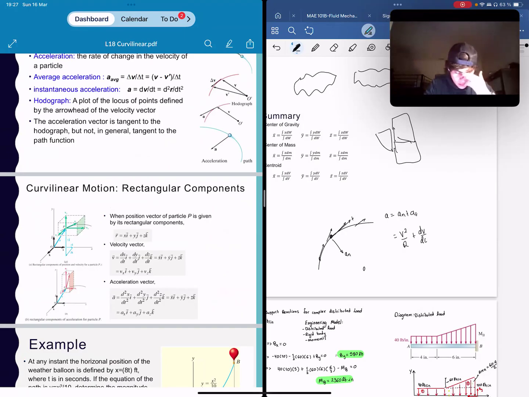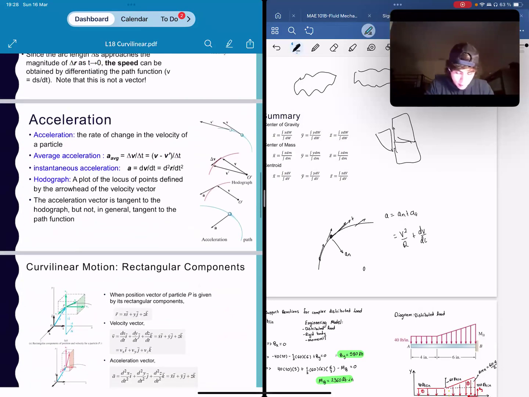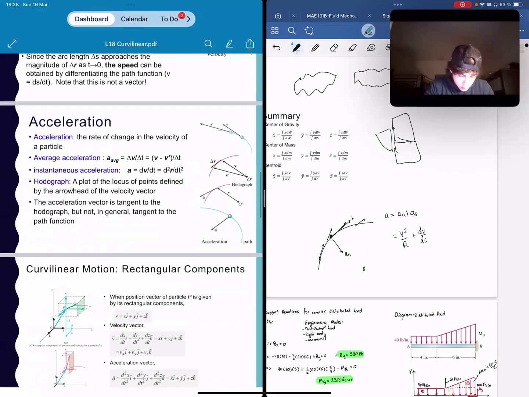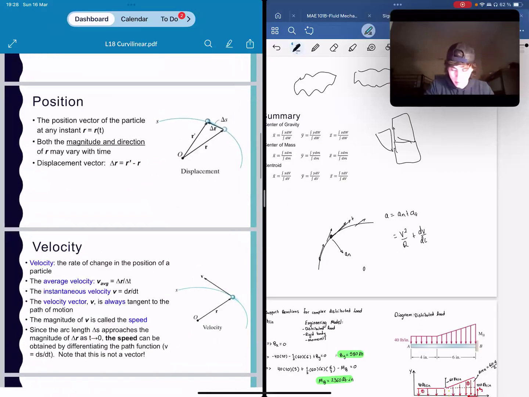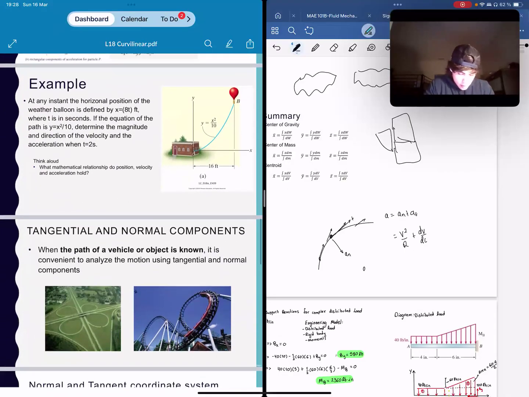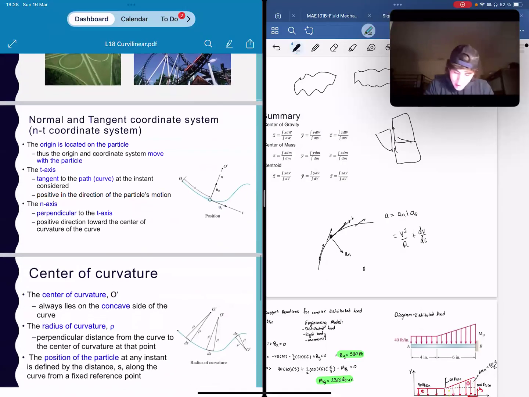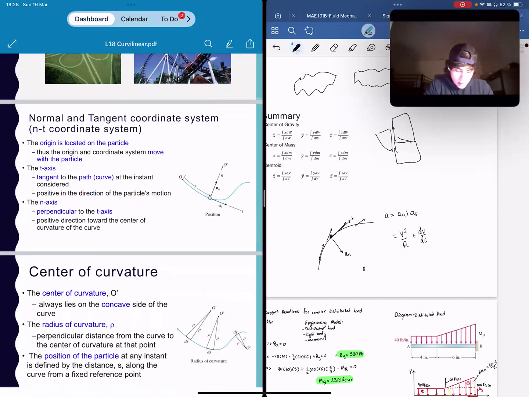Oh well, actually, yeah. So you could have curvilinear motion in rectangular coordinates. That is right here. Yeah, and I already explained the tangential component. We have this example we solved in class, but then the other one is normal and tangent coordinate system. The difference is that it also expresses a curved motion, but this time it's a different set of coordinates, right?